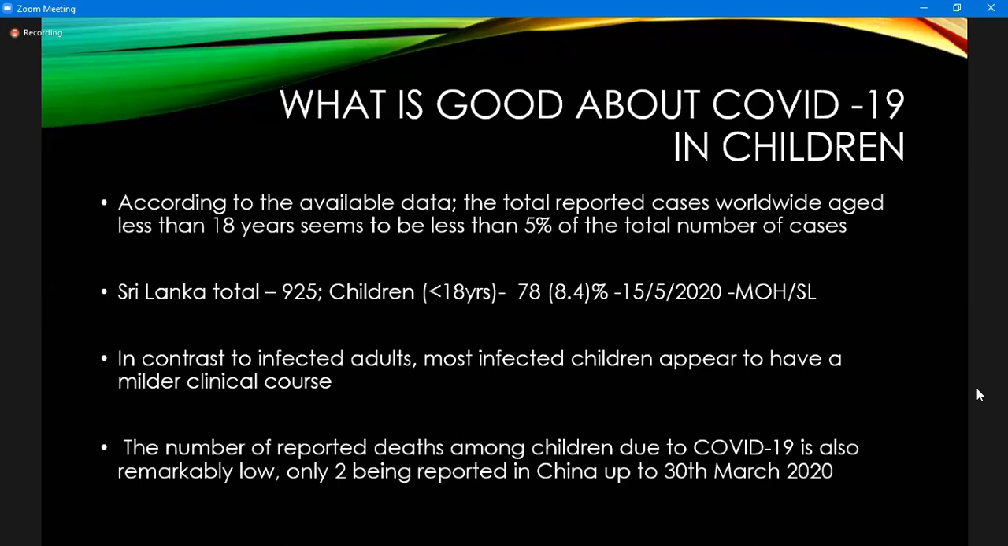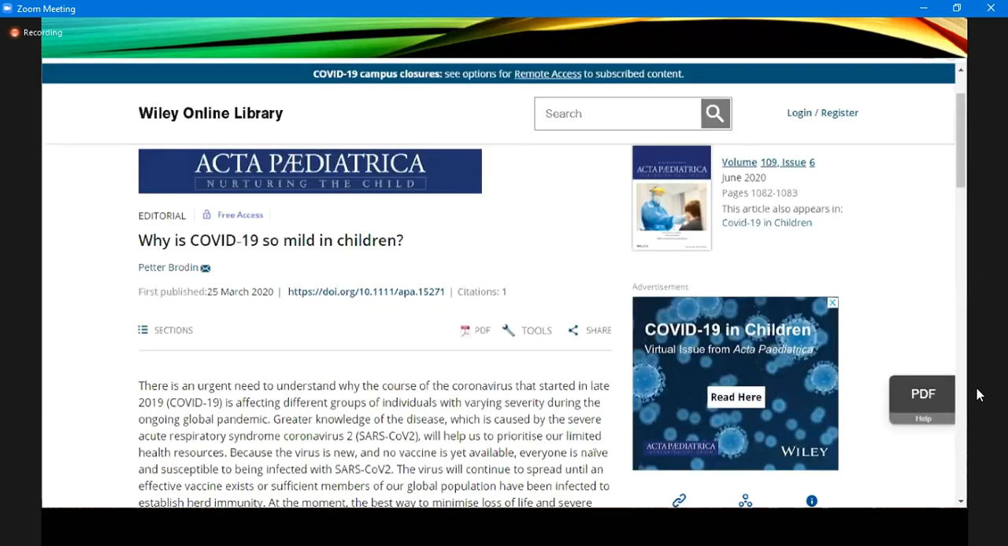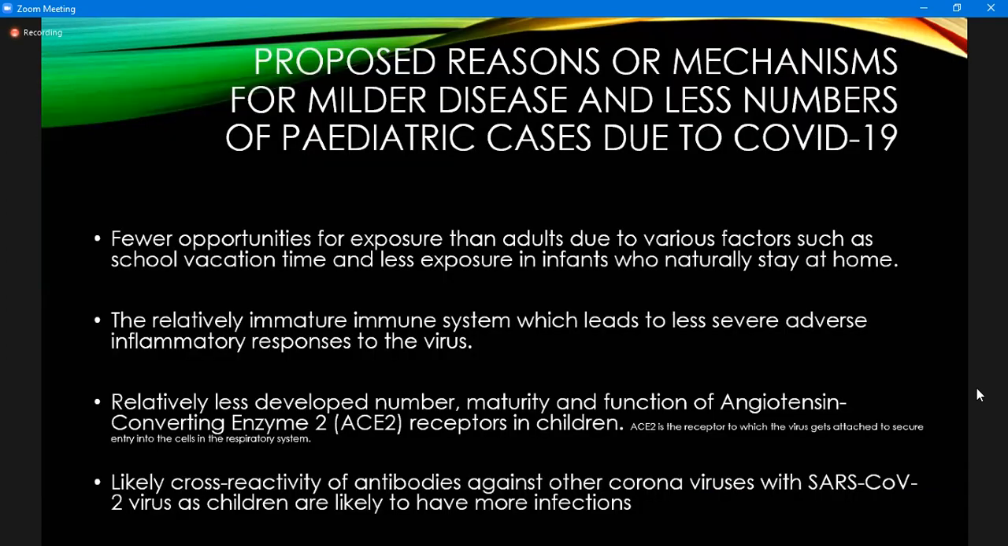Fourthly, the number of reported deaths among children due to COVID-19 is also remarkably low. For example, only 2 were reported in China up to the 30th of March 2020. According to this article, which was published in March 2020 in Acta Paediatrica, why is COVID-19 so mild in children? These are all hypothetical ideas and not confirmed scientifically, and the proposed reasons or mechanisms for milder disease and fewer pediatric cases due to COVID-19.